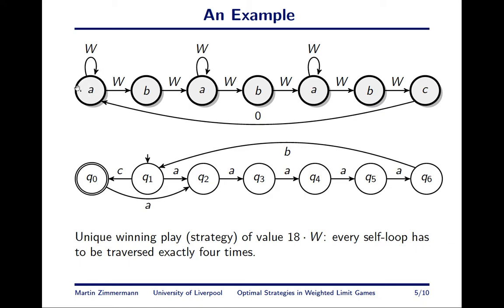Essentially, you have to use a self loop a few times and then see a B, use a self loop a few times and then see a B, and so on. And this has to be done ad infinitum. That's the only thing player 0 can do if she wants to satisfy the specification given by the automaton. Okay, so we will come back to this example later.